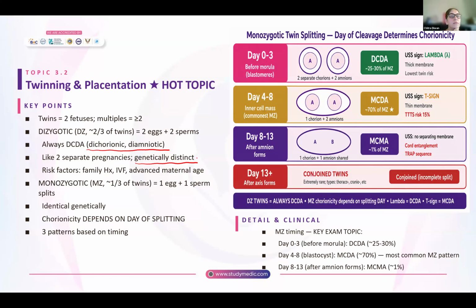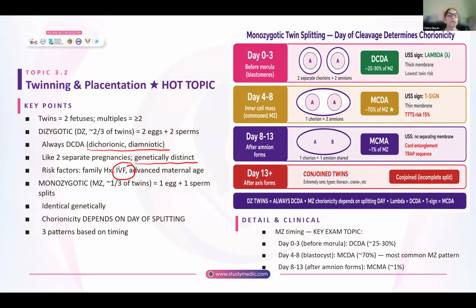Which women are likely to get a dizygotic pregnancy? Family history, IVF, advanced maternal age. And these days, because many pregnancies are because of IVF, we are seeing a rise in the incidence of dizygotic twins.